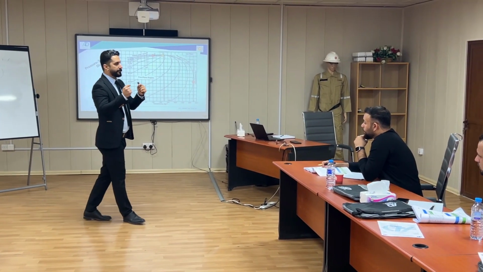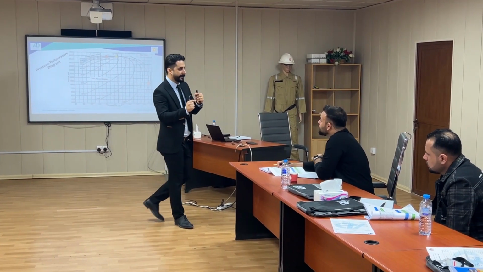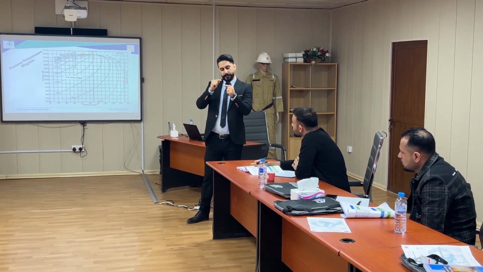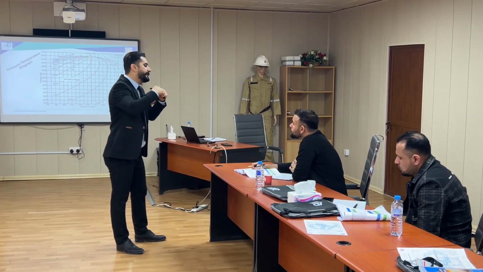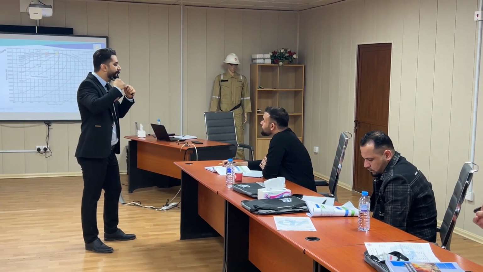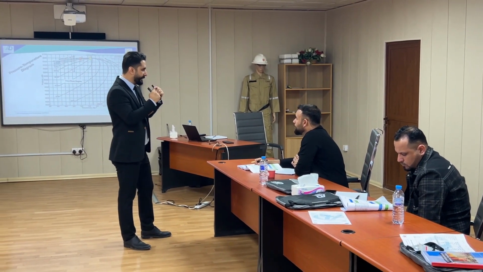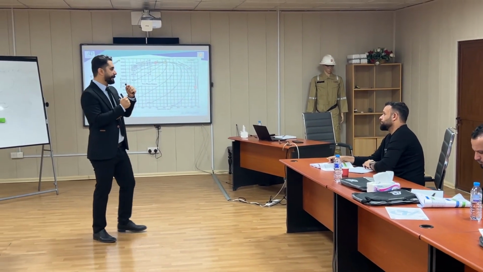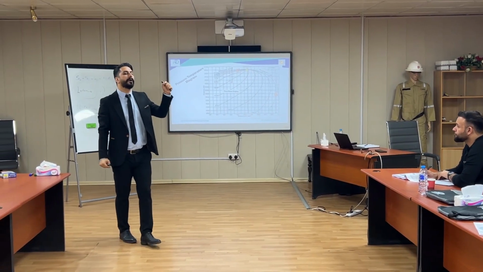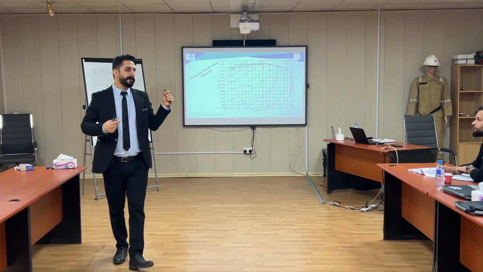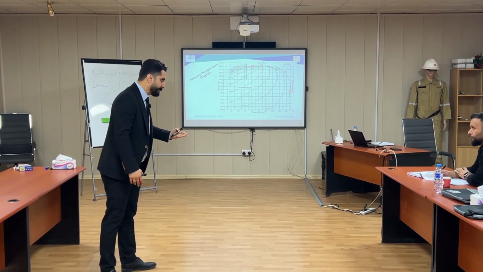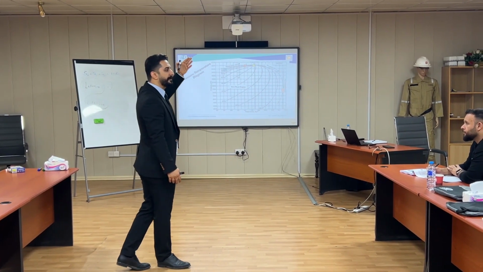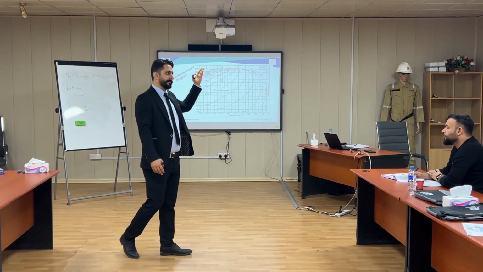Cricondenbar point is the point at which, or it's the pressure at which, at higher amount of this amount, we can just find liquid. Okay? That's why it's important. If we know what is the Cricondenbar pressure, we can understand that at what pressure we are going to have two-phase fluid and at what pressure we are going to have one-phase liquid.